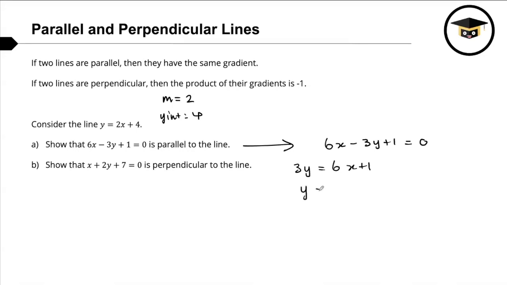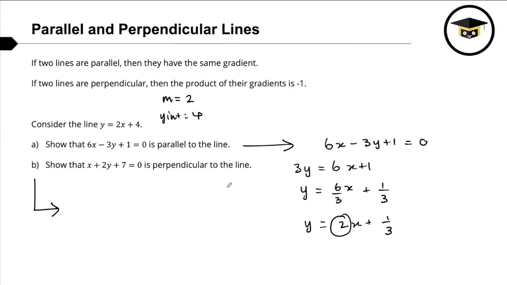And that means y is equal to 6x over 3 plus 1 over 3. So y is equal to 2x plus 1 on 3. So you can see that the gradient here is also 2. So that makes sense.